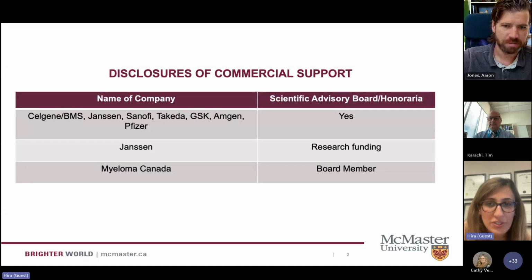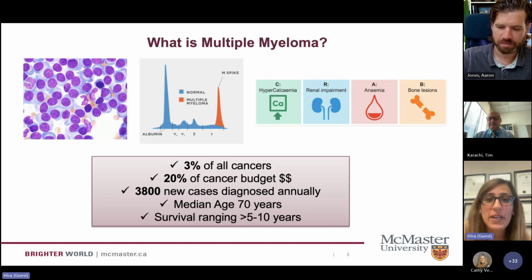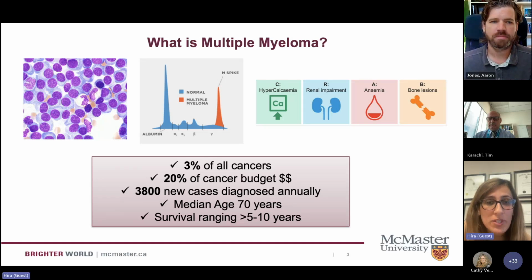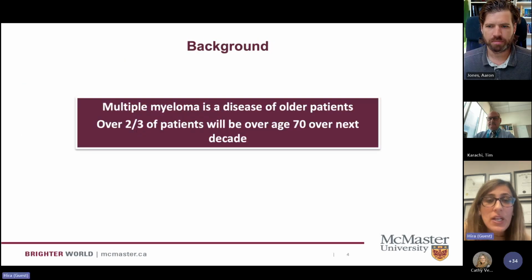Here are my disclosures. So just briefly, I wanted to highlight what multiple myeloma is because a lot of what I'm going to be talking to you about is around that. Multiple myeloma is a blood cancer. It's 3% of all cancers, but a really expensive cancer to treat. There are about 3,800 new cases diagnosed annually, and the median age of patients is 70 years, with survival ranging from 5 to 10 years. One of the other things to highlight is that multiple myeloma is a disease of older adults, and the population of patients who are diagnosed with myeloma in the next decade will increase.